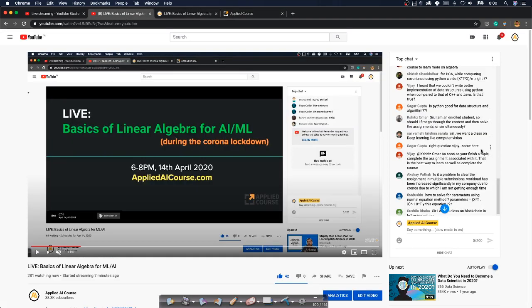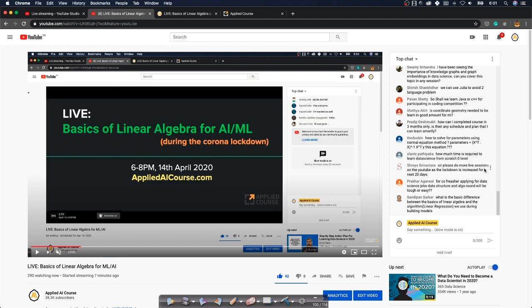We'll do that. Again, today we'll see a very simple example in linear algebra of how a lot of computer vision operations are actually simple linear algebra. We'll see one of the examples in today's live session also. Cool.